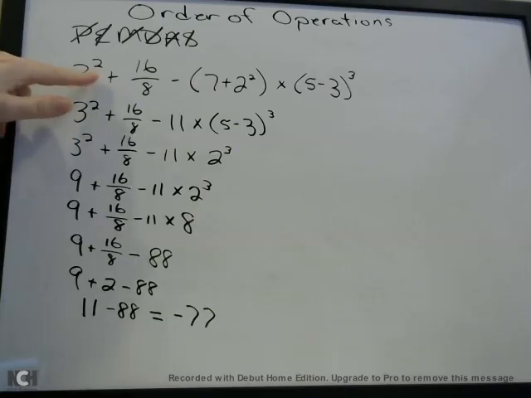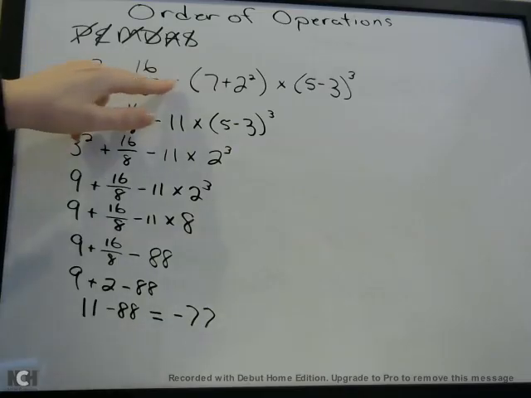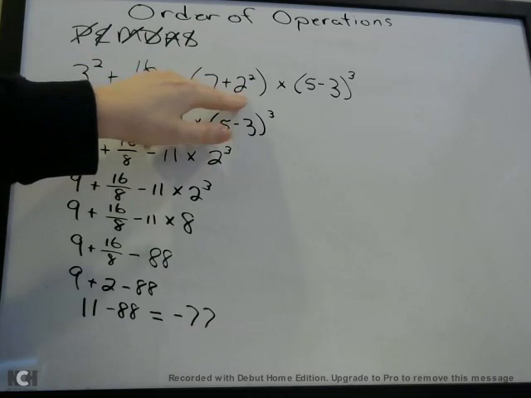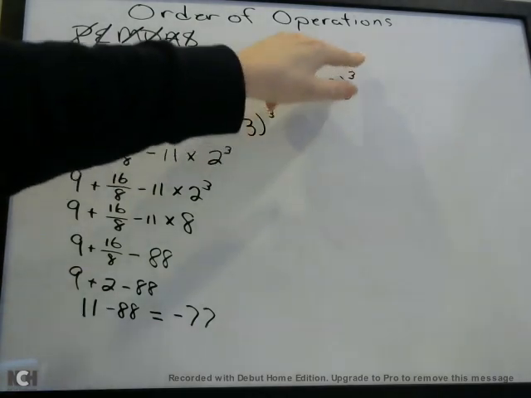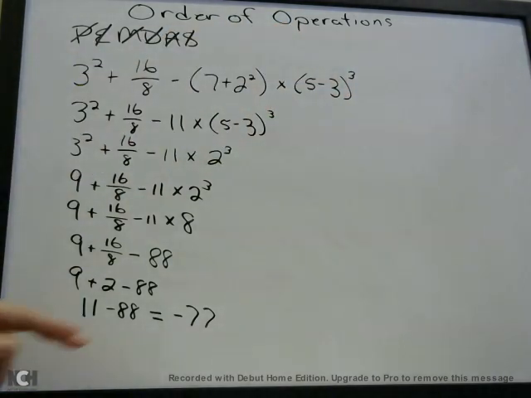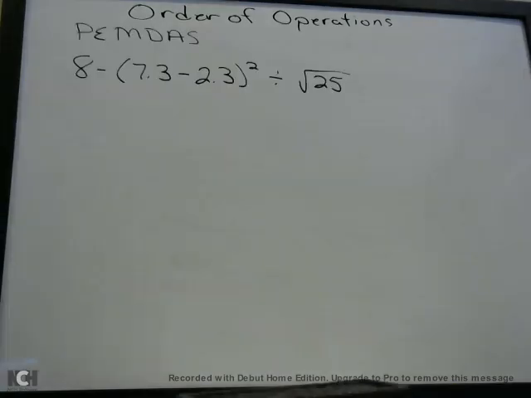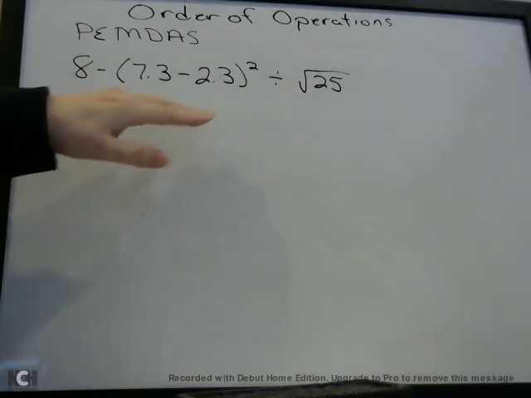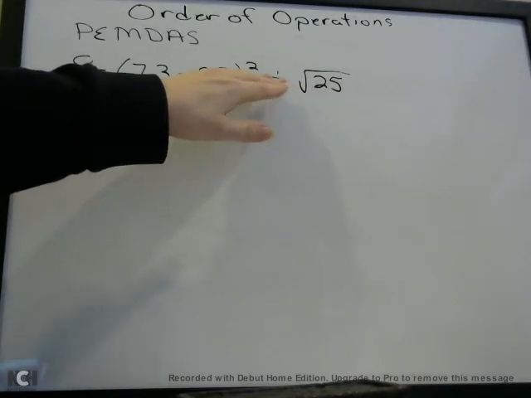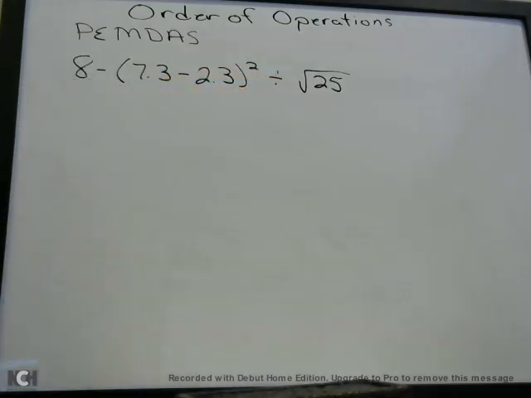If you just did 3 squared plus 16 divided by 8 minus 7 plus 2 squared times 5 minus 3 cubed, you would not get the right answer. You have to do it in these orders. We're going to do one more example. So here's another example. Again, we have a mathematical expression that involves subtraction, exponents, division, so we can't just move left to right. We have to do it in the right order.